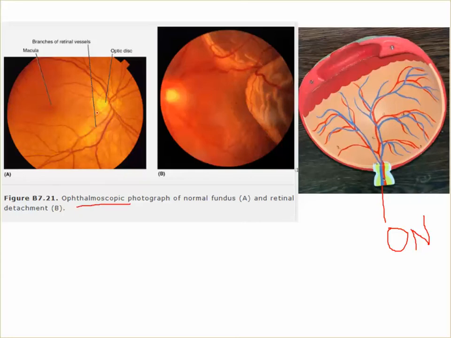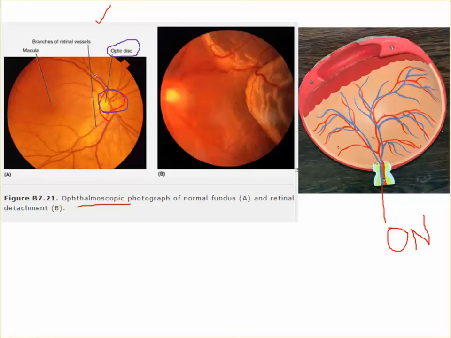This is a normal ophthalmoscopy, in which we can see the optic disc. The optic disc is the region where you see the optic fibers and the central retinal vessels entering. This is the optic disc over here, and we said that it is the blind spot.